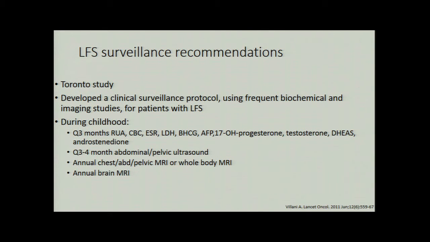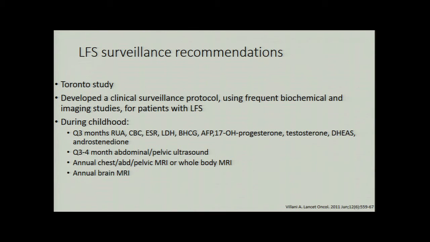The group at Toronto Sick Kids developed a clinical surveillance protocol using frequent biochemical and imaging studies for patients with LFS. During childhood, they recommend getting urine and blood tests every 3 months to look for liver tumors, leukemias, lymphomas, and adrenocortical carcinoma. They also recommend having the labs accompanied by every 3-month abdominal and pelvic ultrasounds.